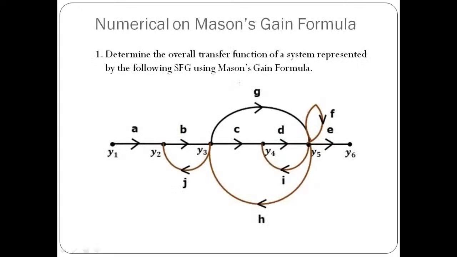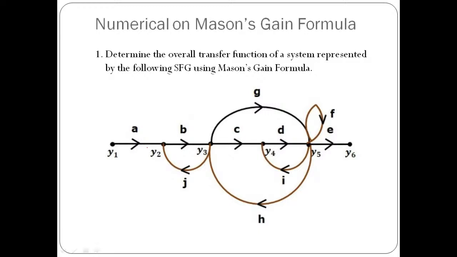So how to solve this numerical? Now let us first of all identify the concepts which we have discussed in the previous class. That means what is a node, what is an input node, what is an output node, what is an intermediate node. Then identify how many forward paths there are, what will be the gain of those forward paths, how many loops there are, what will be the gain of those loops. We will first discuss that and then we will solve the numerical.